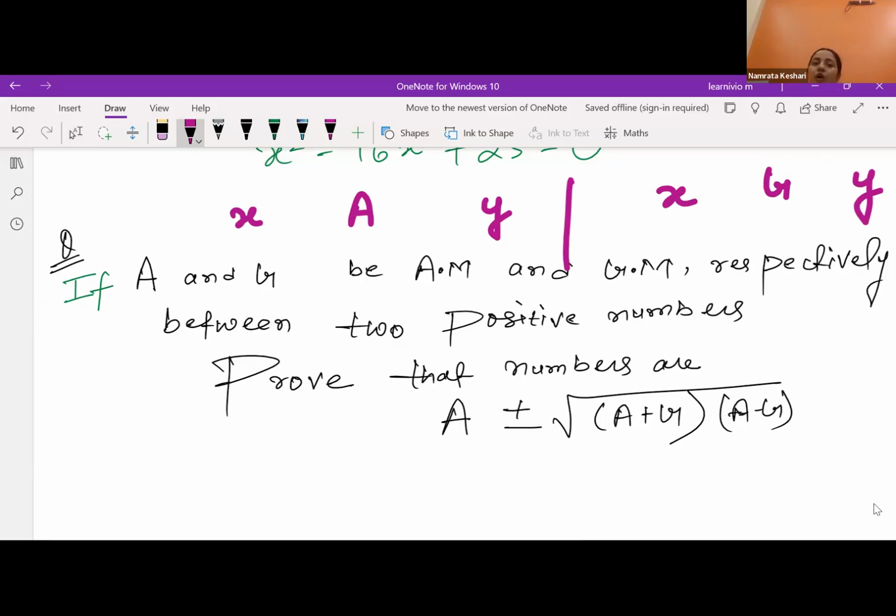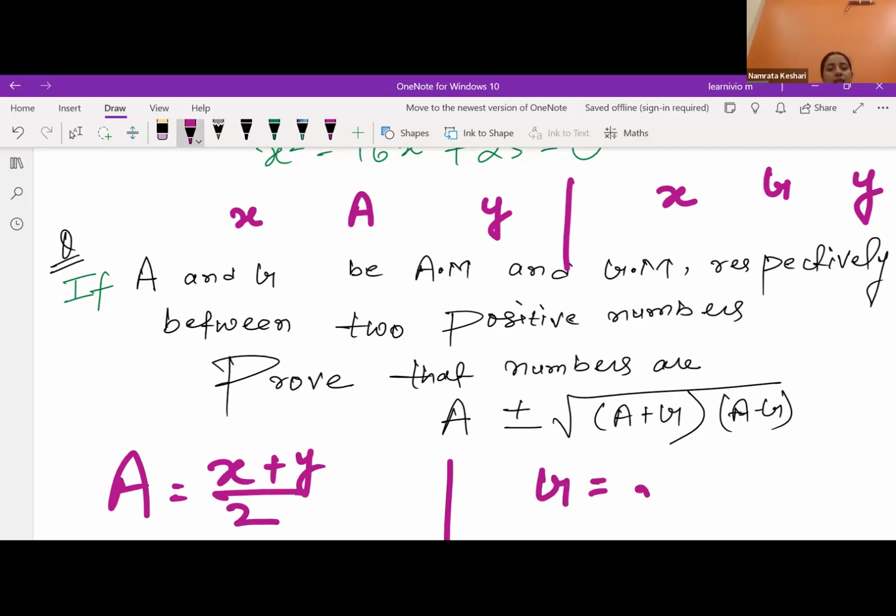So we can write the formula for arithmetic mean. The left end number plus the right end number divided by 2. So capital A is equal to (x plus y) by 2. Yes or no? And we can write capital G is equal to root xy. Same thing we are doing in almost all the questions, right?